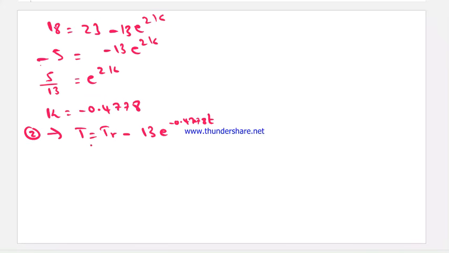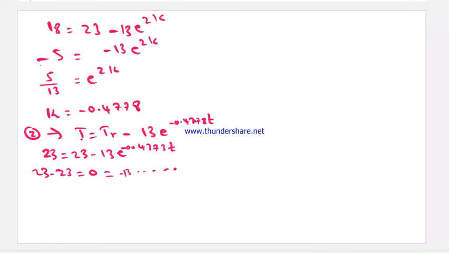With that, we are now looking for when the temperature of the thermometer is going to be equal to the temperature of the room. If you do that, that will be 23 equals 23 minus 13 exponential minus 0.4778t. But the problem here is that 23 minus 23 will be 0, and 0 divided by minus 13 is 0. So if you try to find the ln of 0, it's going to give you an error.